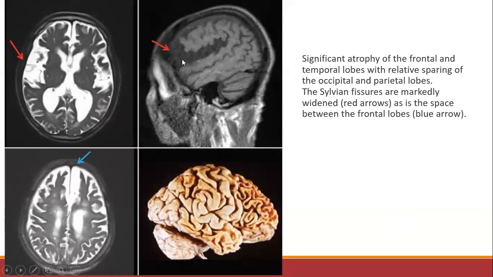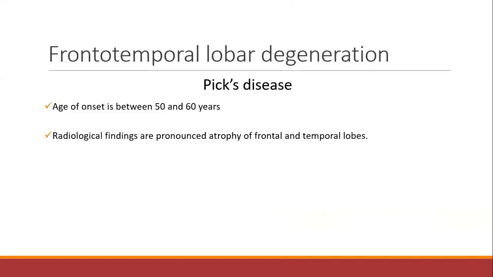In the first and second image, you can see the markedly widened Sylvian fissure, and the Sylvian fissure separates which lobe from which lobe? Frontal and parietal with temporal. Yeah, so the frontal and parietal lobe are separated from the temporal lobe by the Sylvian fissure, which starts from the basal forebrain. Here we have the gross picture also, which is showing the involvement of the frontal and temporal lobe. So this is a case of frontotemporal dementia, behavioral variant.